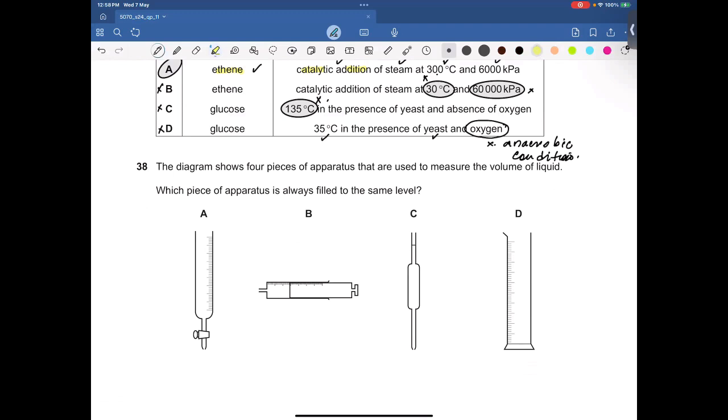Which diagram shows four pieces of apparatus that are used to measure the volume of liquid? Which piece of apparatus is always filled to the same level? तो सेम लेवल पे सिर्फ और सिर्फ देखो, ये ग्रेजुएशन मार्क है, वॉल्यूम डिफरेंट होगा, यहाँ ग्रेजुएशन मार्क है, वॉल्यूम डिफरेंट होगा। But it has no graduation mark, only one mark is here. इसका मतलब it measures only specific volume, सेम लेवल पे यही वॉल्यूम मेजर करेगा। तो right answer is C.